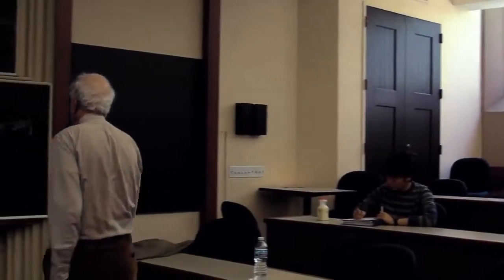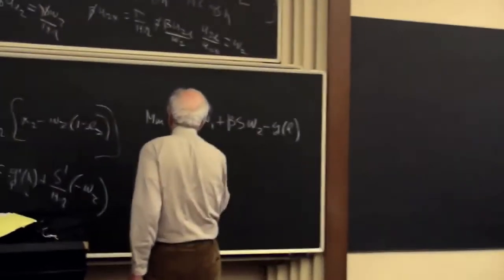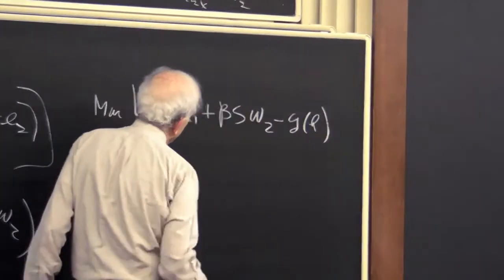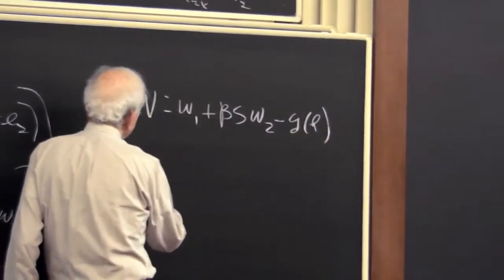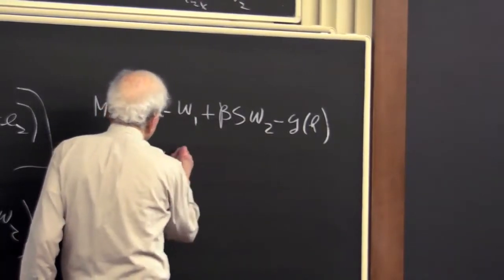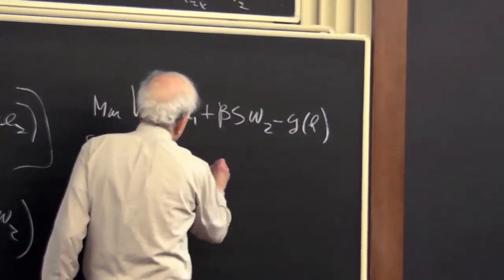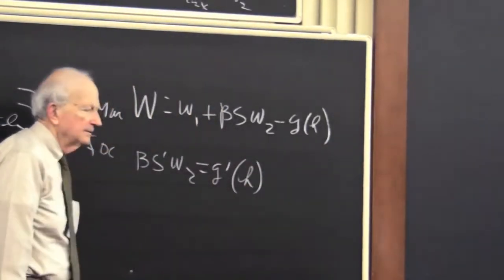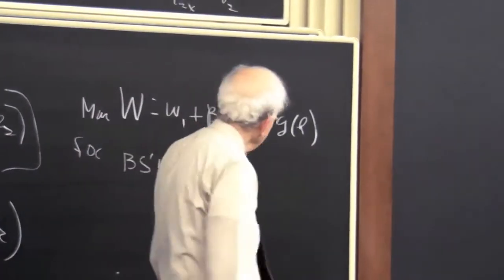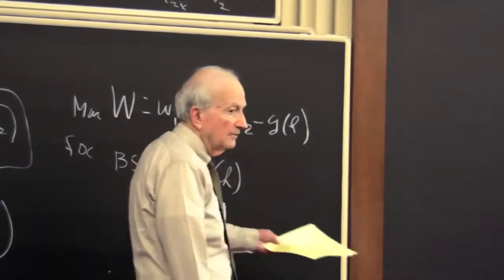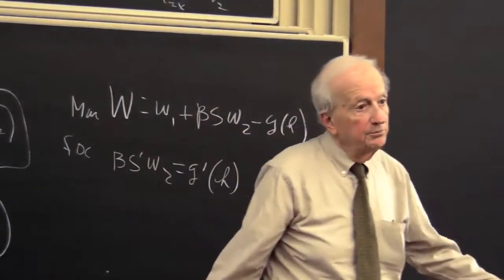And if we do that, what are the first order conditions? H is our only variable here. W1 and W2 are given. The first order condition is beta S prime times W2 is equal to G prime of H, with concavity, G double prime negative. Remember we mentioned, that would be a perfectly good maximization first order condition.